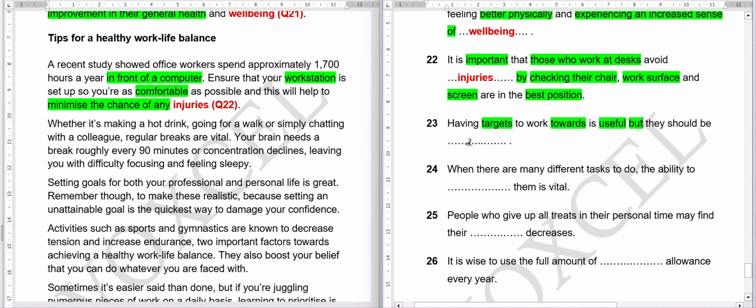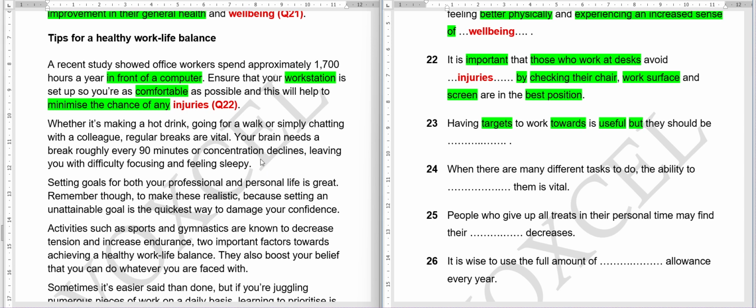These kinds of words are coming to my mind right now. But here, let's see what's in the paragraph. Whether it's making a hot drink, going for a walk, or simply chatting with a colleague, regular breaks are vital. So now they are talking about regular breaks, but we are trying to see where the targets are written.